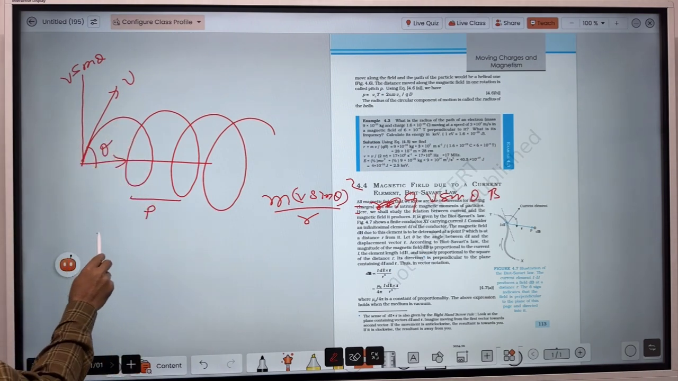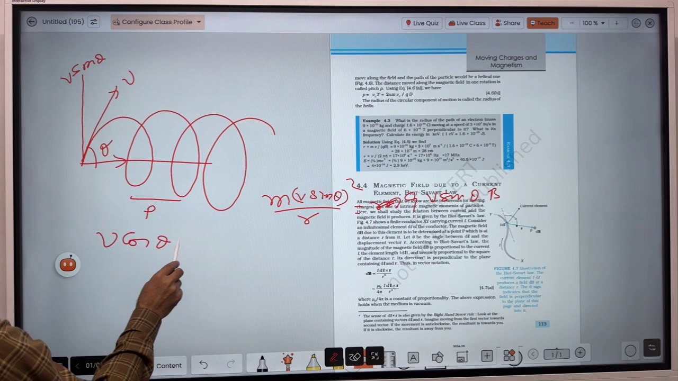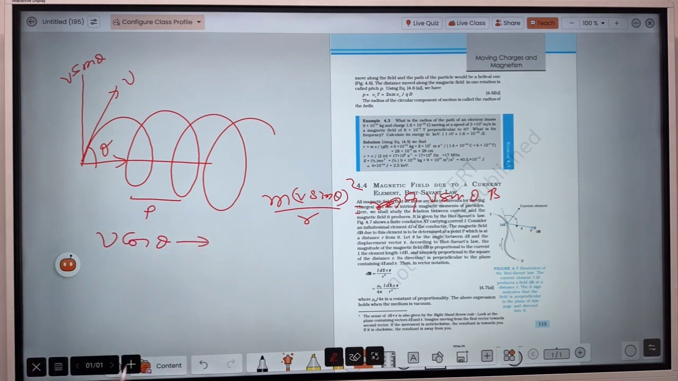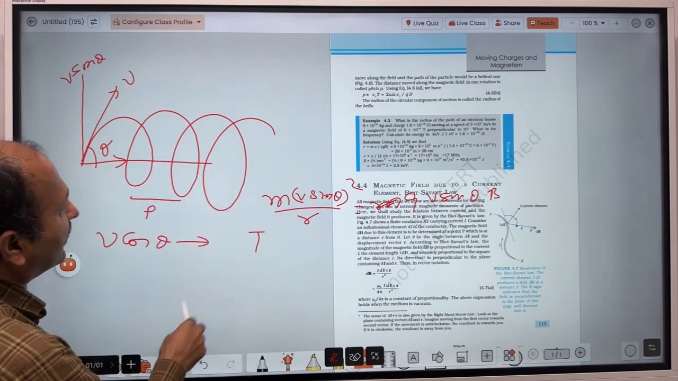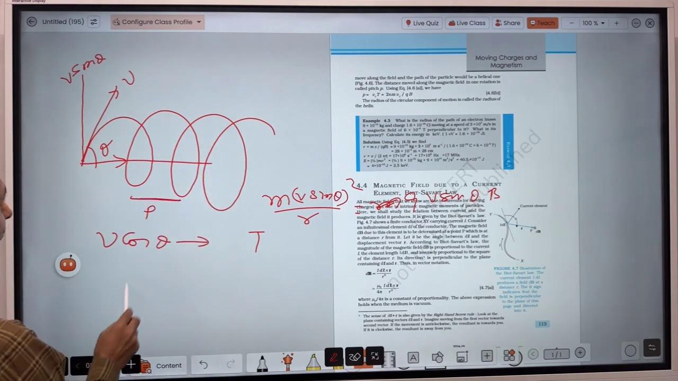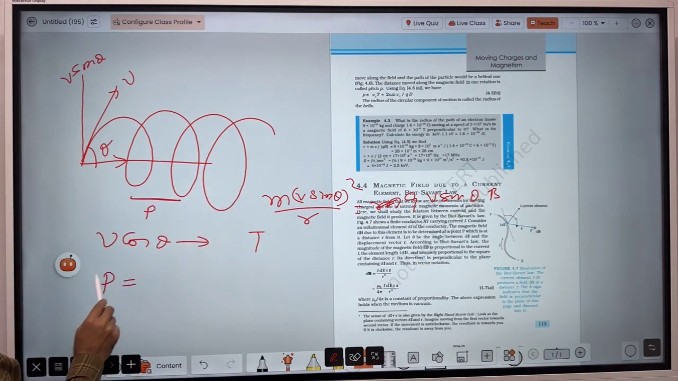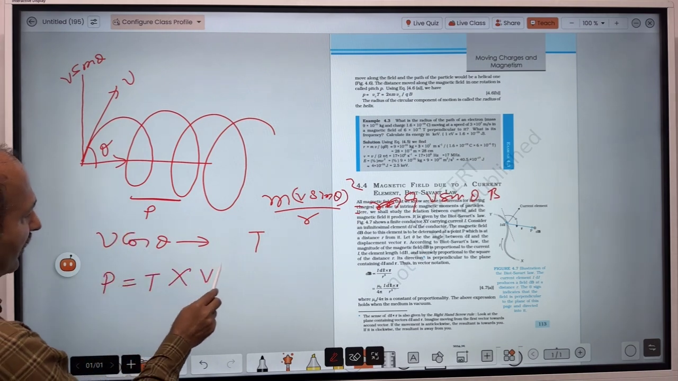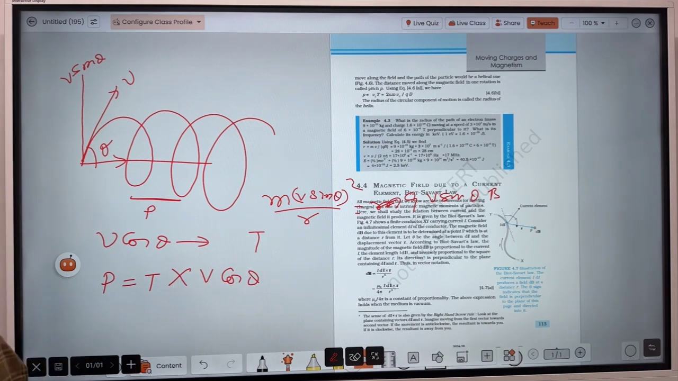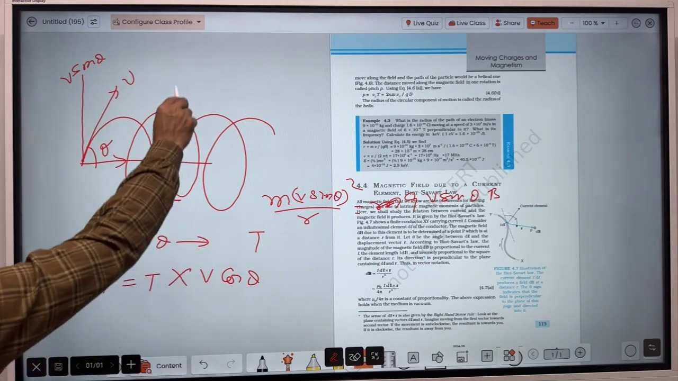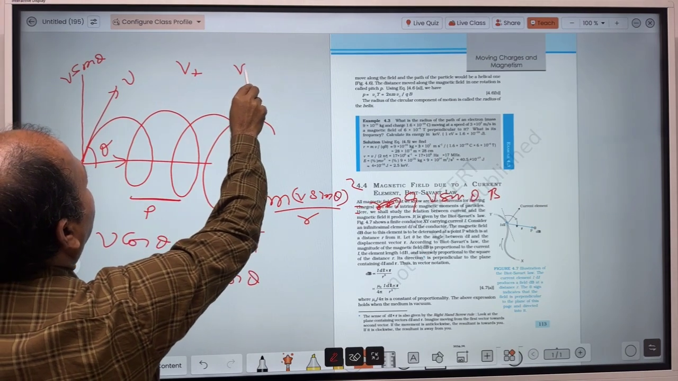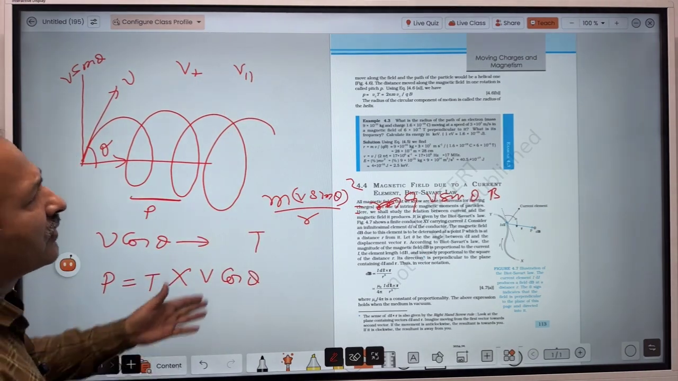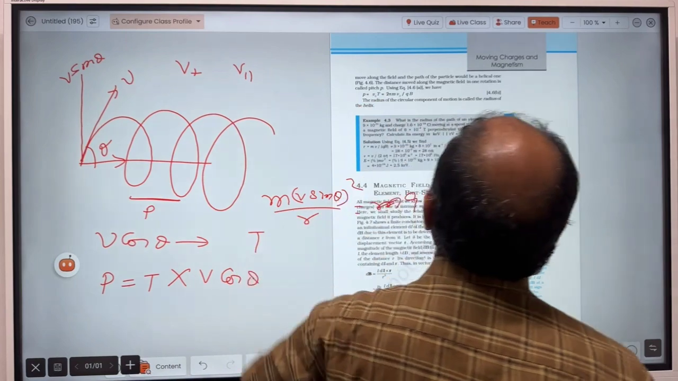V cos theta. So due to V cos theta, the particle will move in this direction, and suppose it takes a time T in one complete revolution, then the pitch p can be found as the time period times V cos theta. So we can also say this is the perpendicular component, V perpendicular, and this V parallel we can denote. So that is also one possibility. The same thing is written here.